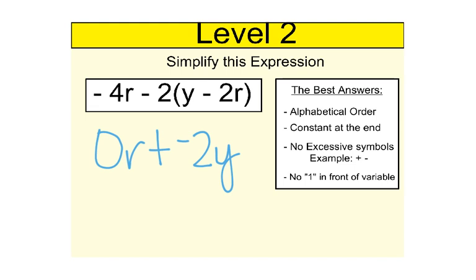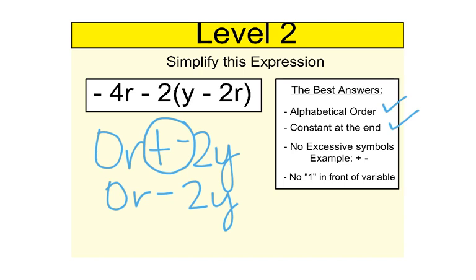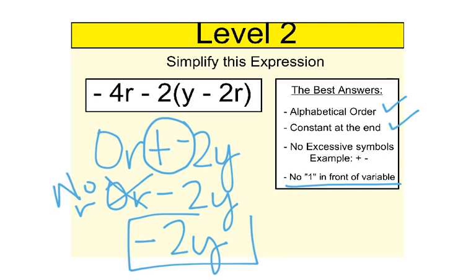First, is it in alphabetical order? Yep. Is the constant at the end? There's not one. So, yep. No excessive symbols. Hey, I've got excessive symbols, so I need to get rid of that. So 0r minus 2y. The tricky part is here it says no 1 in front of the variable, but it doesn't really talk about this. Do we really need to write down that there are 0 r's in our problem, or does that mean that there are no r's? This is like saying, hey, there are no r's. Let's not write it. My final answer, my best answer would be negative 2y.